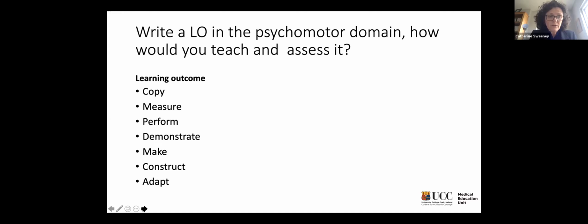So what I want you to do now is think about your simulation and write a learning outcome in the psychomotor domain that your simulation will involve. Okay, so we might share the whiteboard again, John, if that's okay. I'll stop sharing my screen. So at the end of the session, students will be able to... Again, you'll have to go into the view options, annotate, and click that text box, and you can type in there.